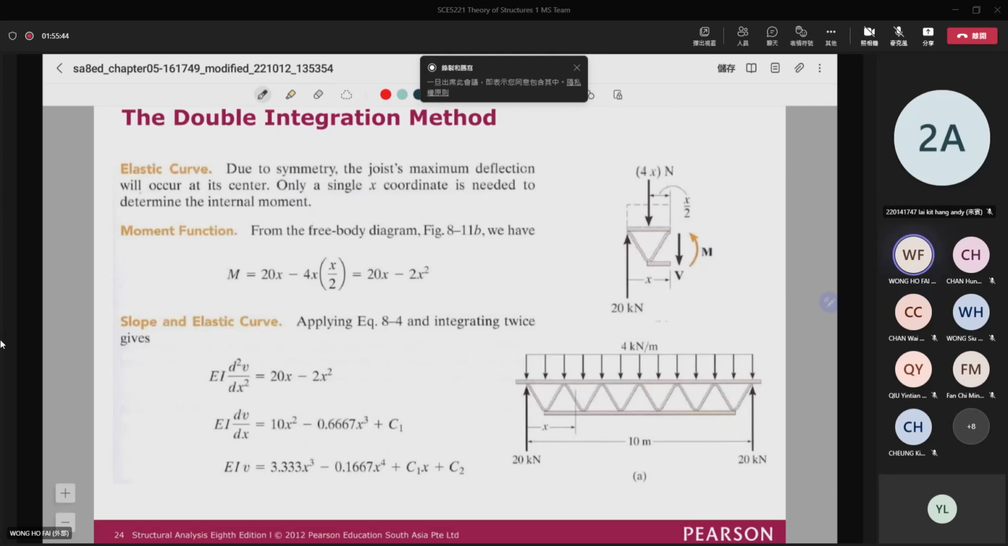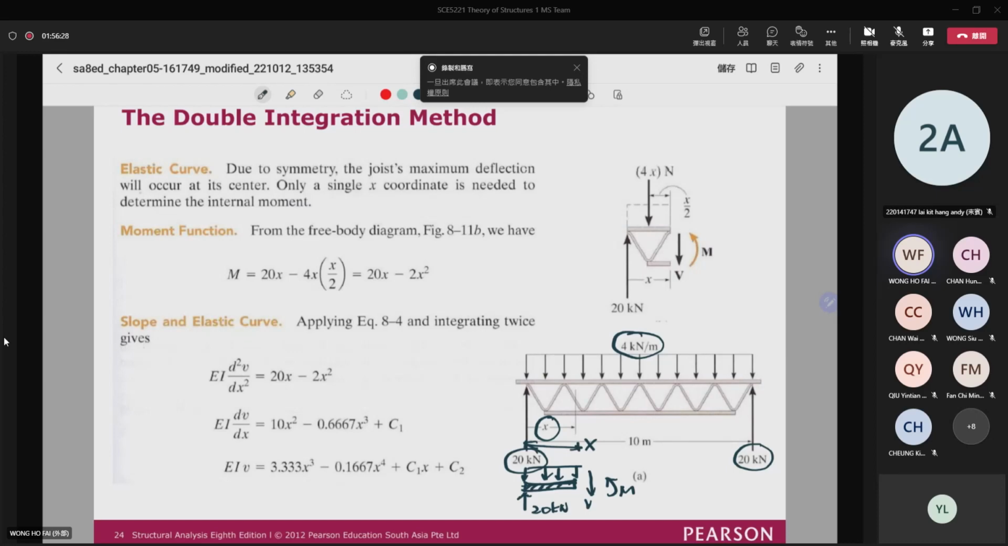For the moment equation, you can assume an arbitrary section X here. Now, you have a distributed load of 4 kN per meter here, and you have 20 kN on both sides. So for the first part here, you have the distributed load. And then you have the load 20 kN on this side. So you have your shear and the moment on the other side. Assume that it is a distance X in this location.